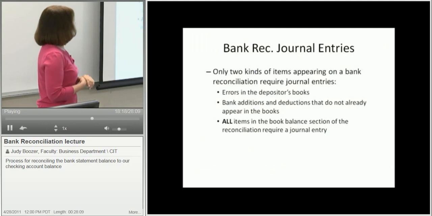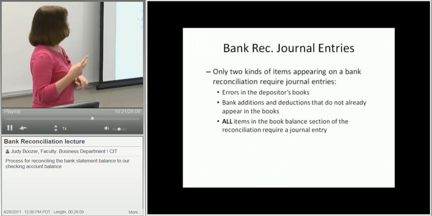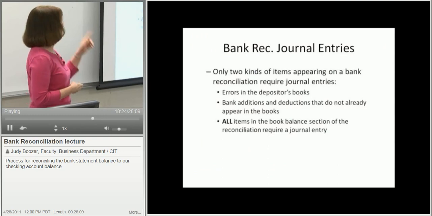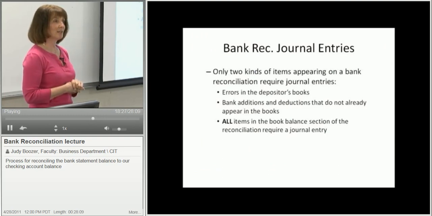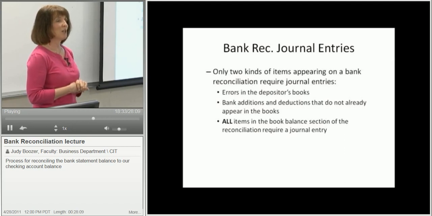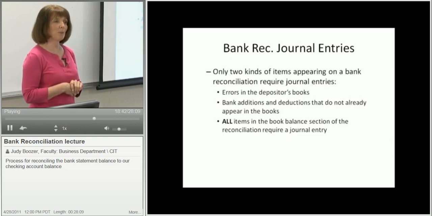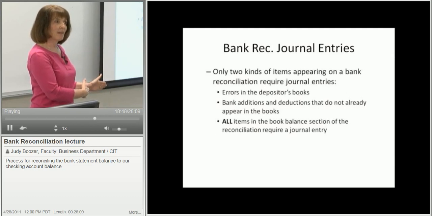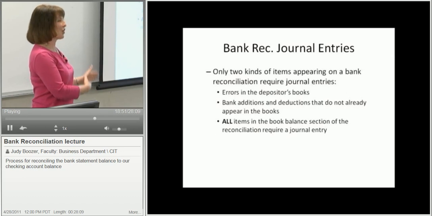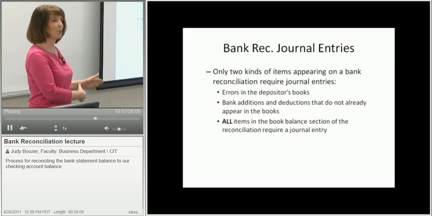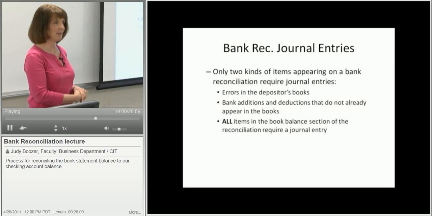So, bank reconciliation journal entries. Two kinds of items appearing on a bank statement. Errors in the depositor's books. So if the depositor's books were incorrect, you had recorded things wrong, you're going to have to make a journal entry correcting that. Bank additions and deductions that do not already appear on the books, and which side of the bank reconciliation will those appear on? Those affecting the checkbook balance only. So those additions and subtractions affecting the checkbook balance only will have to be journalized.